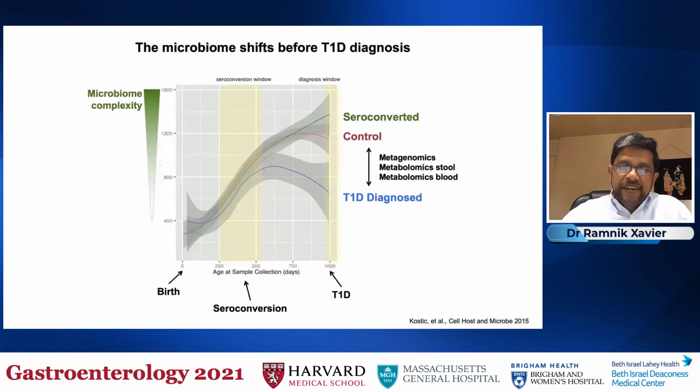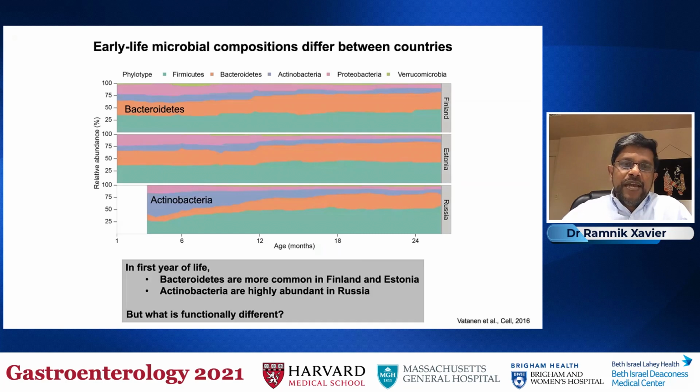What we identified is that by looking at the microbial complexity in children who were at risk of type 1 diabetes, so seroconverted to type 1 diabetes antibodies, they shifted their microbiome structure 1 year before they got type 1 diabetes. So a marker that tells us about disease susceptibility. And when we looked at the microbiomes in children born in Finland compared to those in Russia, in the first year of life, you could find that the Bacteroidetes are more common in Finland and Estonia, and the Actinobacteria are highly abundant in Russia.